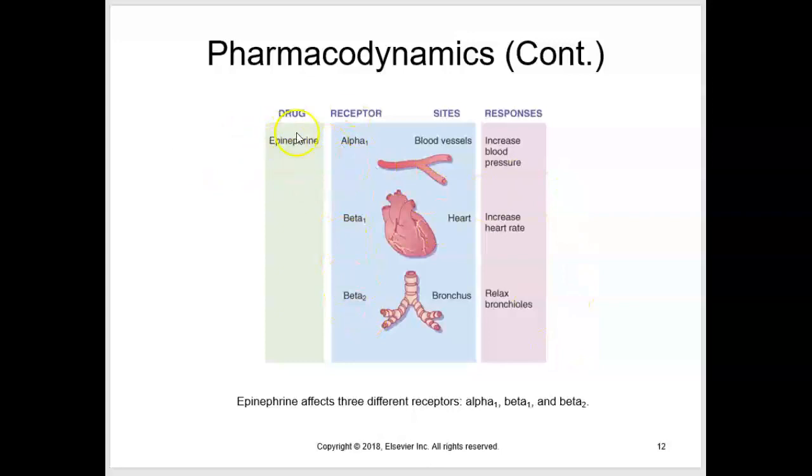So let's say if the drug here listed isn't epinephrine, but it's atenolol, which is a beta blocker. And what atenolol does is it blocks the beta 1 receptors, and it results in decreased blood pressure and decreased heart rate. So would atenolol, which is blocking the beta 1 receptor to cause a response, be considered an agonist or an antagonist?